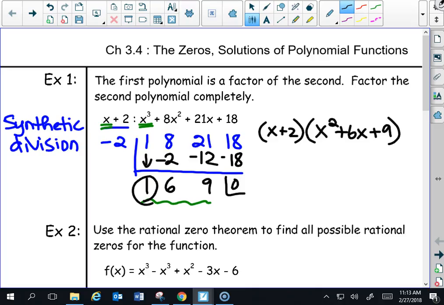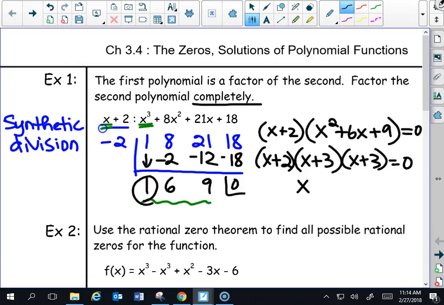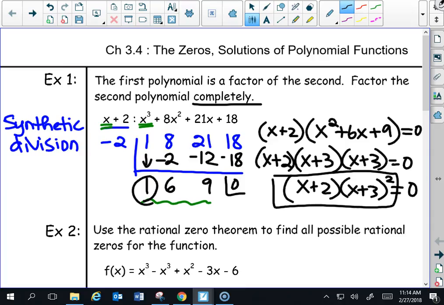This is my completely factored polynomial, and one idea that gets us to zeros is that it has to be equal to 0. The quadratic I wrote on the right is also factorable, so I'm going to fully factor because they asked us to completely factor this polynomial: x plus 3 times x plus 3, which, if you want to, you can write as x plus 3 squared. I like doing that because there's my fully factored polynomial, and it's just less typing. Okay, on to example 2.